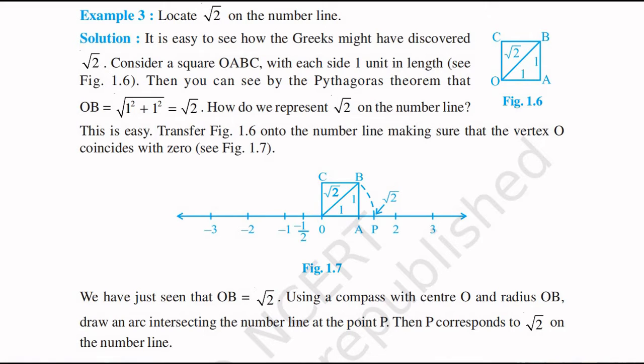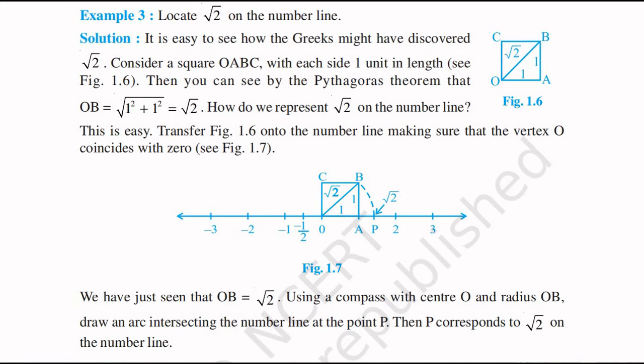How do we represent root 2 on the number line now? That is very easy. Transfer figure 1.6 onto the number line, making sure that the vertex O coincides with 0 as you can see in figure 1.7. We have just seen that OB is equal to root 2. Using a compass with center O and radius OB, draw an arc intersecting the number line at the point P. Then P corresponds to root 2 on the number line, and we have got the answer.